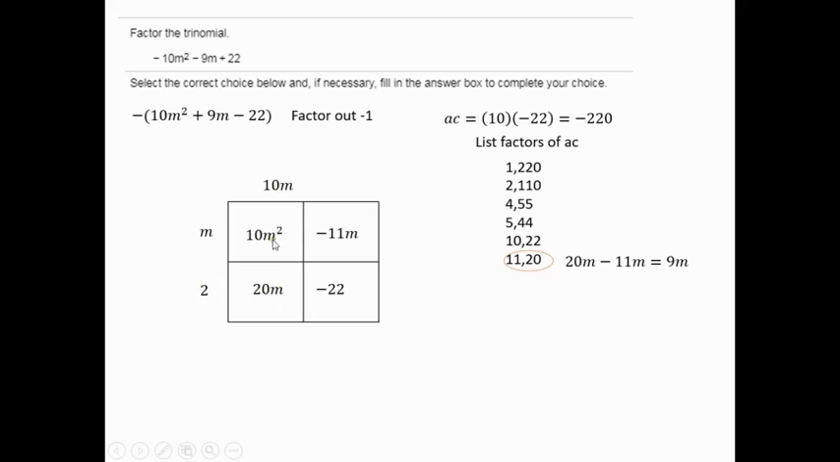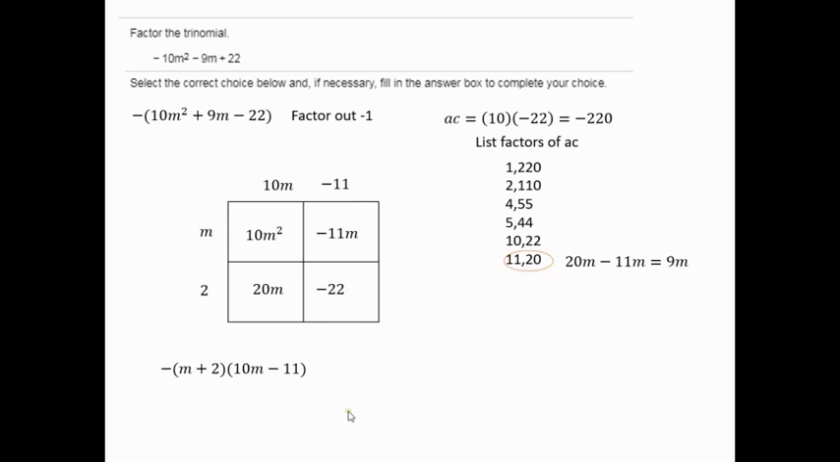Now here I take out the greatest common factor out of this column, which is 10m. Then I take out the greatest common factor out of this column here, which is negative 11. Remember, I use the sign of the term closest to the outside of the box, negative 11m, so I take out negative 11. So I've just factored this trinomial here.